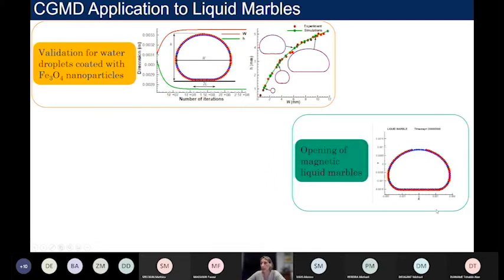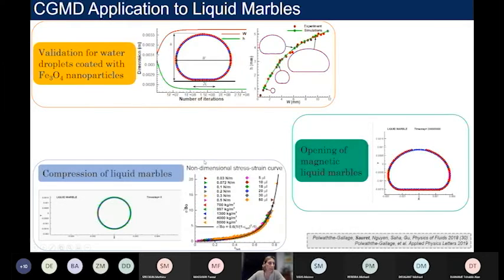What we haven't done is then removing the magnet to see if we can get back to the closure of the marble, because in experiments that's what they have. They put the magnet, open the marble, and then remove the magnet so the marble can close back, basically. But it's a pretty nice application that we can look at with those coarse grain techniques, basically.